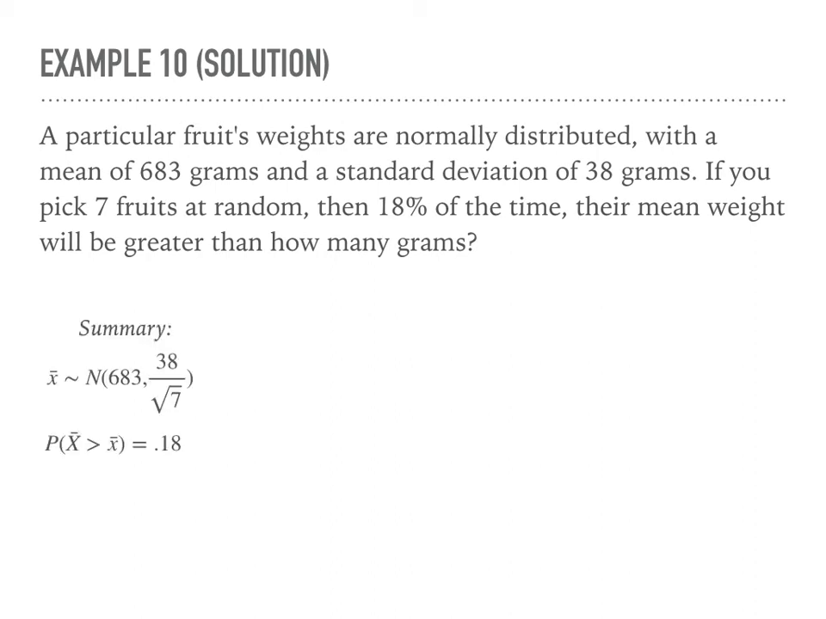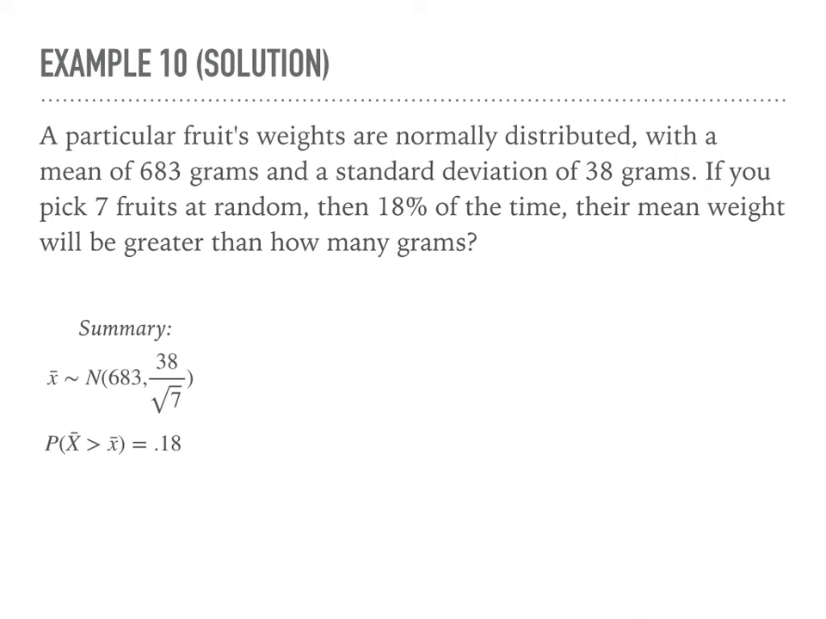A particular fruit's weights are normally distributed with a mean of 683 grams and a standard deviation of 38 grams. If you pick 7 fruits at random, then 18% of the time their mean weight will be greater than how many grams?